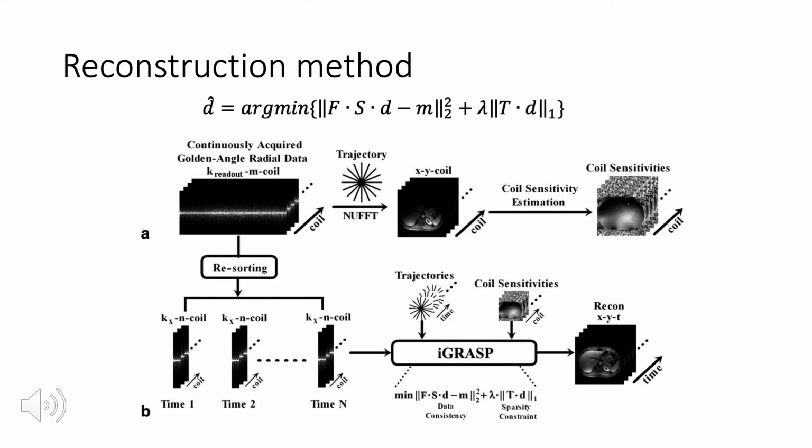F stands for the Fourier transform. S is the sensitivity map we estimated, and D is the image to be reconstructed. M is the data we acquired. The second part of the equation is the sparsity constraint. Lambda stands for the weight of the regularization. It controls the balance between data consistency and sparsity. And T is the sparsifying transform, which in this case is temporal total variation. After performing this iterative process, the image can be reconstructed from the k-space data.